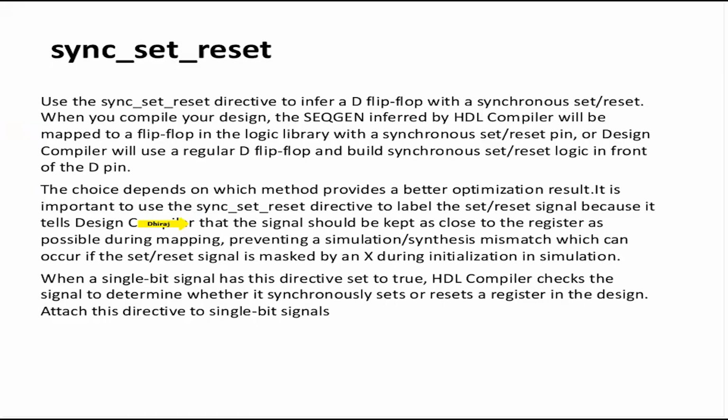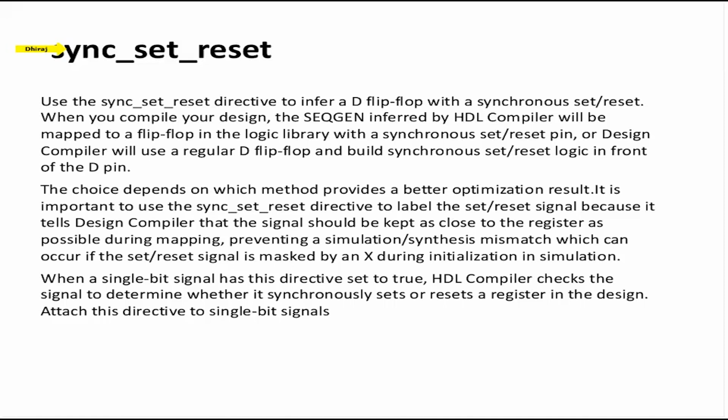Now, first assume that you have a flop in your standard cell library that has synchronous set and reset, and you want to use it. Then you simply tell DC, by using sync set reset, that yes, I want to use this flop, and this is my particular reset signal. DC will directly use it. This is the best case scenario.